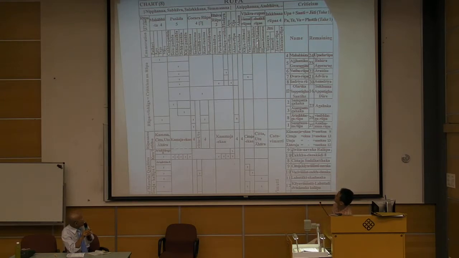Now you look at this chart again. There are 3 materialities produced by 3 causes. So what are they? Rupassa lahuta, the material lightness or buoyancy. And Rupassa muduta, material elasticity. And Rupassa kammaññatā, the material adaptability. So they are produced by Citta, Utu, that is Tejo, and Ahara, nutriment.